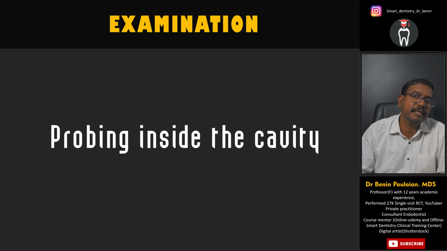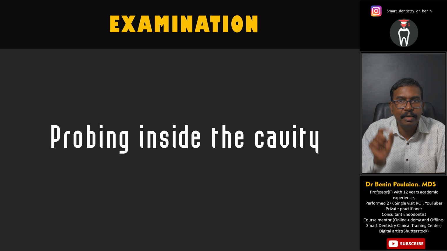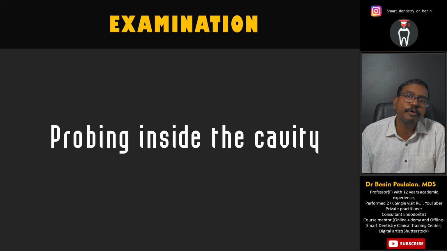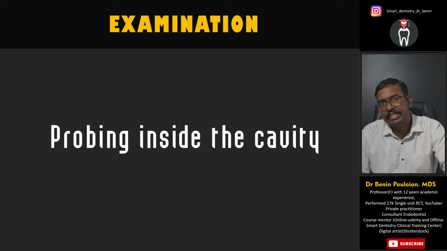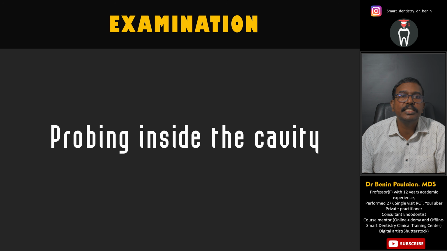One important step that we should always do is probing inside the cavity with a blunt probe, like a CPITN probe, the ball-ended probe. We should never probe the deeper part of the cavity with a sharp probe. Always use a CPITN probe to probe inside the cavity. That gives a lot of idea whether the caries is active or not, how deep the cavity is, whether there is food impaction, and whether the floor of the cavity, the decay, is soft, firm or hard.